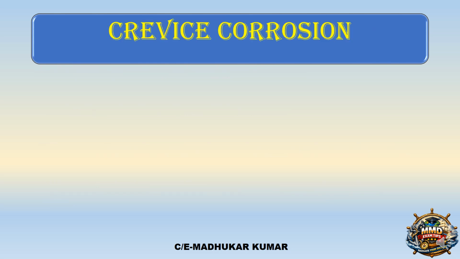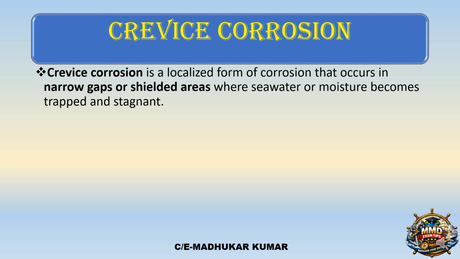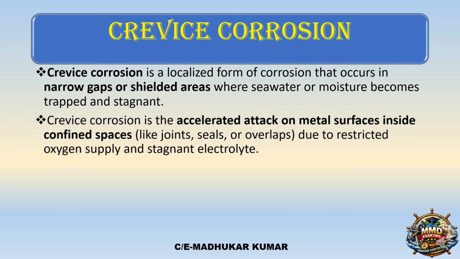Now next is your crevice corrosion. What exactly is it? This is another localized form of corrosion, wherever narrow gaps or shielded areas are found and the seawater or the moisture becomes trapped and stagnant, this is going to happen. Crevice corrosion is accelerated attack on the metal surfaces inside the confined spaces like joints, seals, or overlaps due to the restricted oxygen supply and stagnant electrolyte.